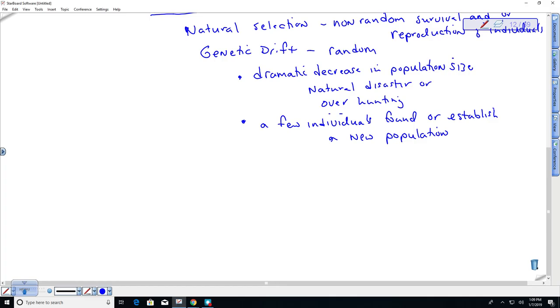One of the misconceptions of evolution, and it's probably because we see it in science fiction all the time, is that organisms mutate towards a goal. And that is not true. The mutations have to be present. There has to be variation present in the population to begin with.